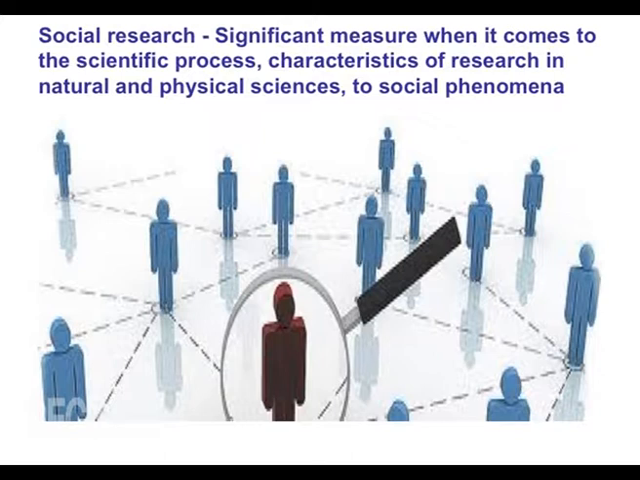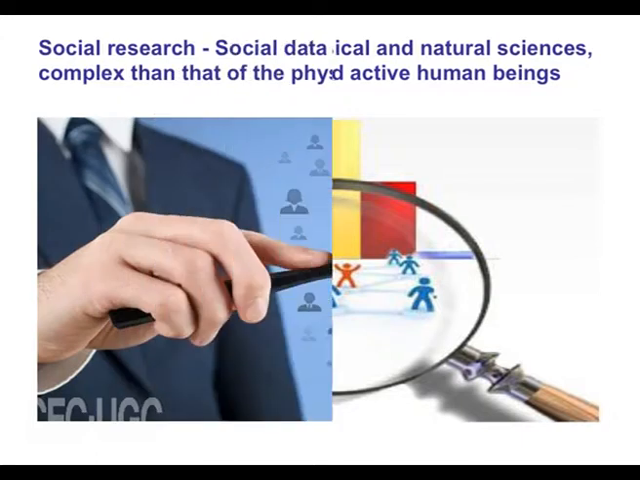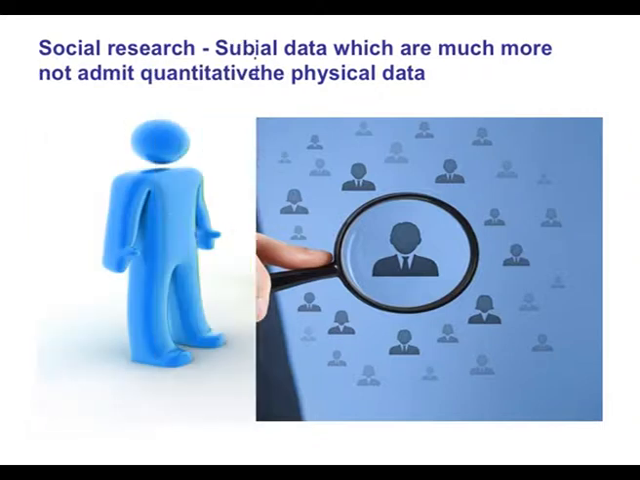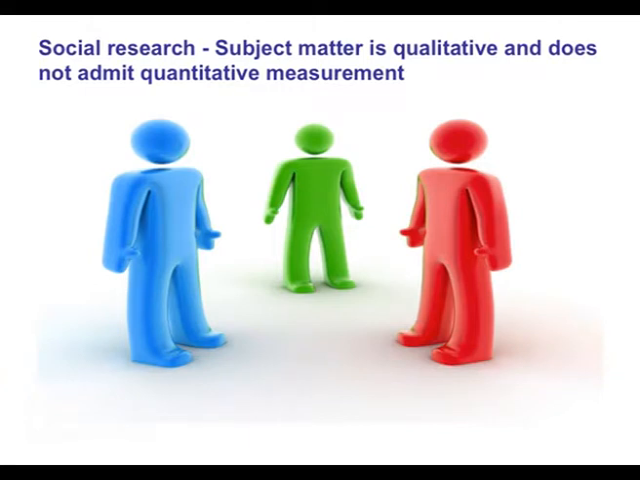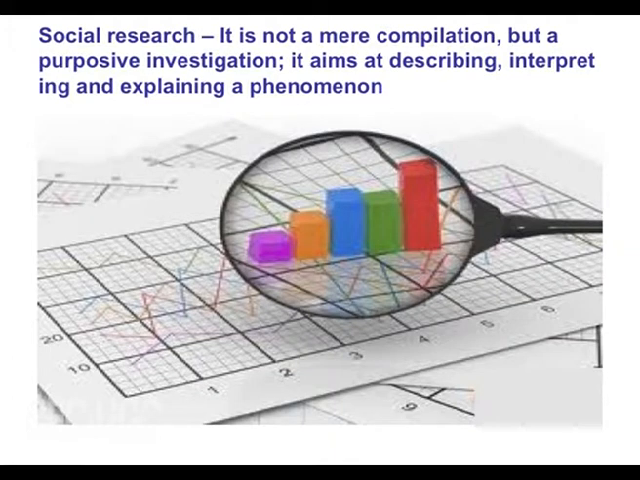Characteristics of research in natural and physical sciences to social phenomena. Unlike physical and natural sciences, in social research, the objects are conscious and active human beings. Social research is concerned with social data which are much more complex than the physical data. Most of the subject matter of social research is qualitative and does not admit quantitative measurement. Social research is a systematic and critical investigation into a social phenomenon. Social research is not a mere compilation but a progressive investigation.